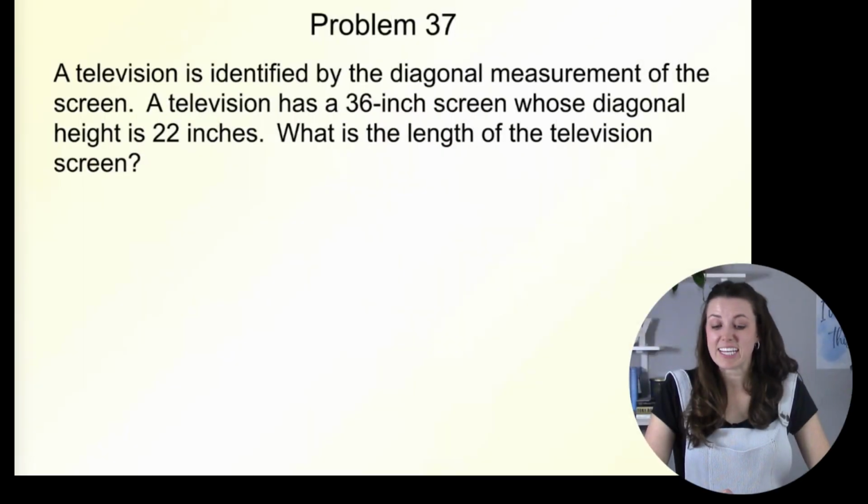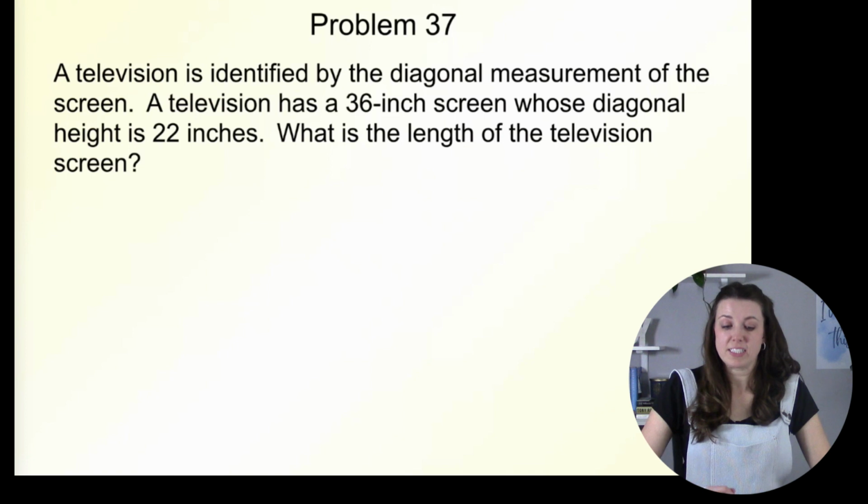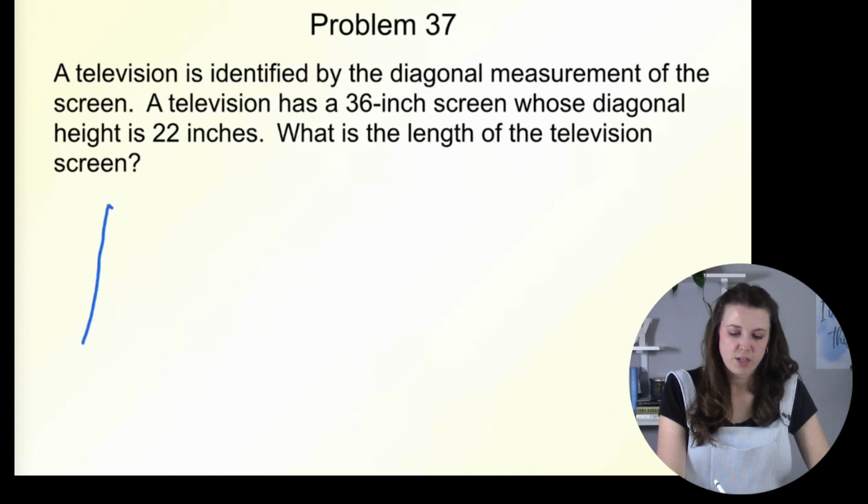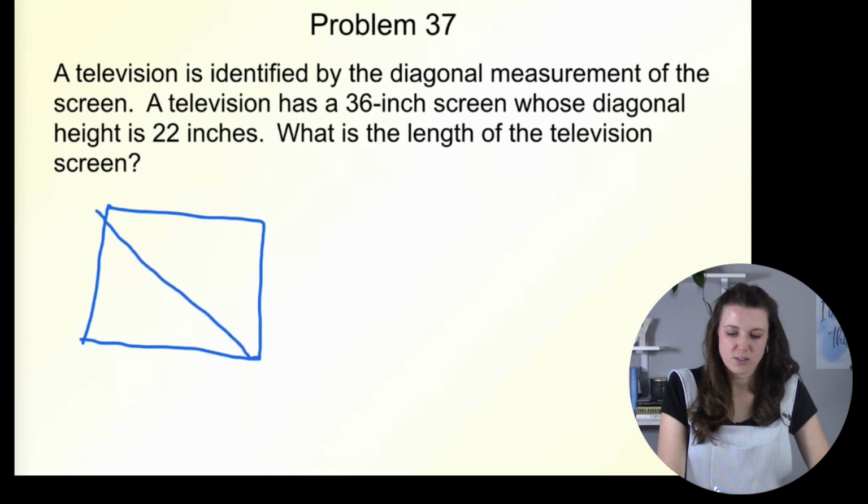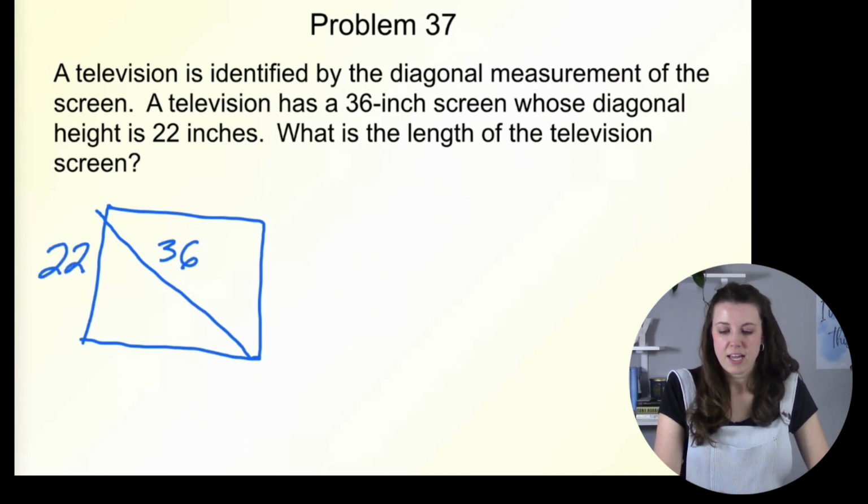A television is identified by the diagonal measurement of the screen, right? So here's our screen, and here's the diagonal. So a television has a 36-inch screen. So that's the 36, that's the diagonal. The height is 22 inches. And what is the length of the screen? So we're going to call that x.